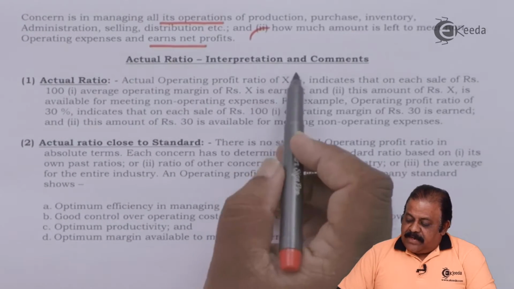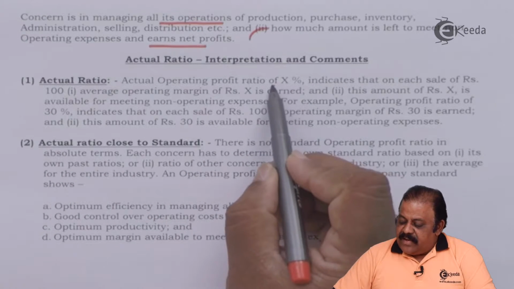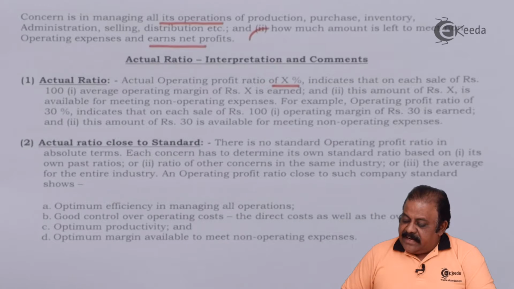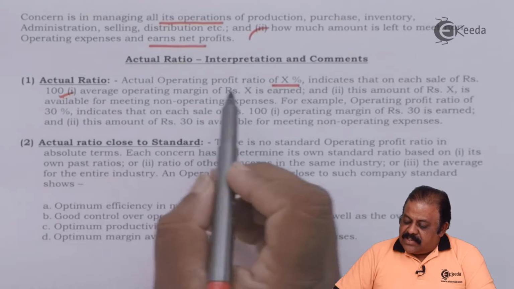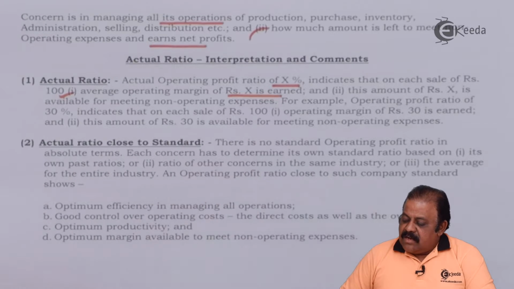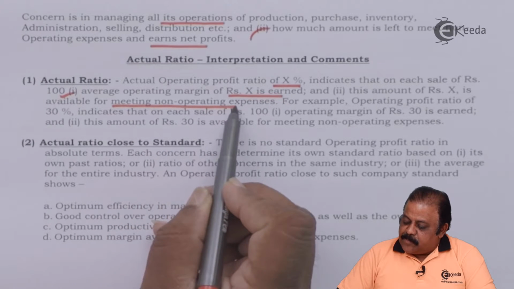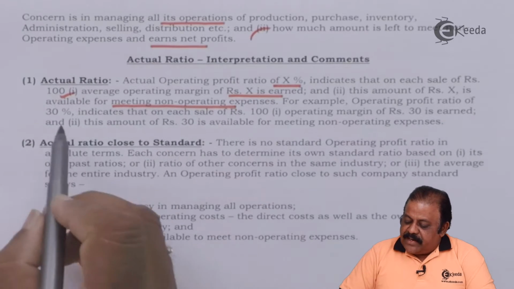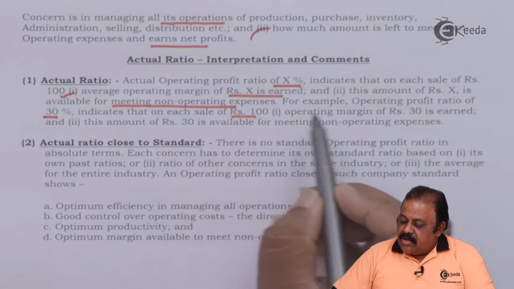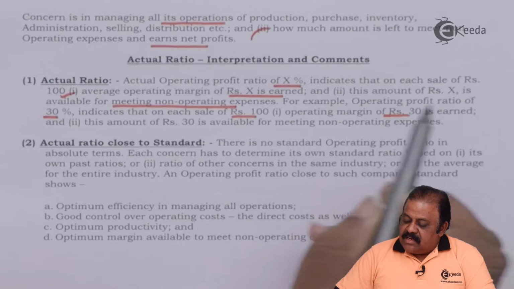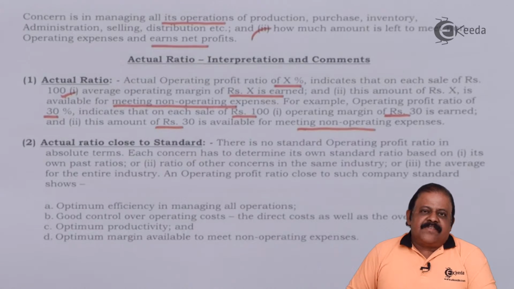Actual ratio, interpretation and comments. Actual ratio. An actual operating ratio of X% indicates that on each sale of rupees 100, an average operating margin of rupees X is earned and the amount of X is available for meeting non-operating expenses. For example, an operating profit ratio of 30% indicates that on each sale of rupees 100, an operating profit margin of 30 is earned and this amount of 30 is available for meeting the non-operating expenses.